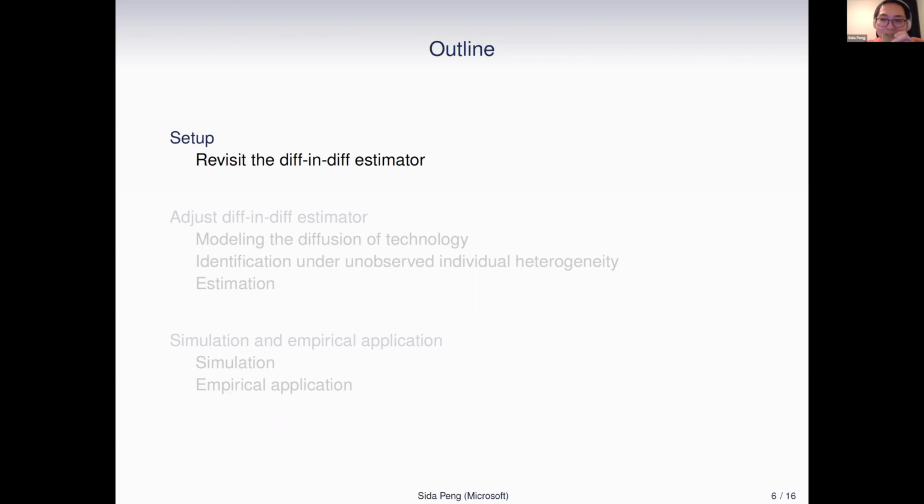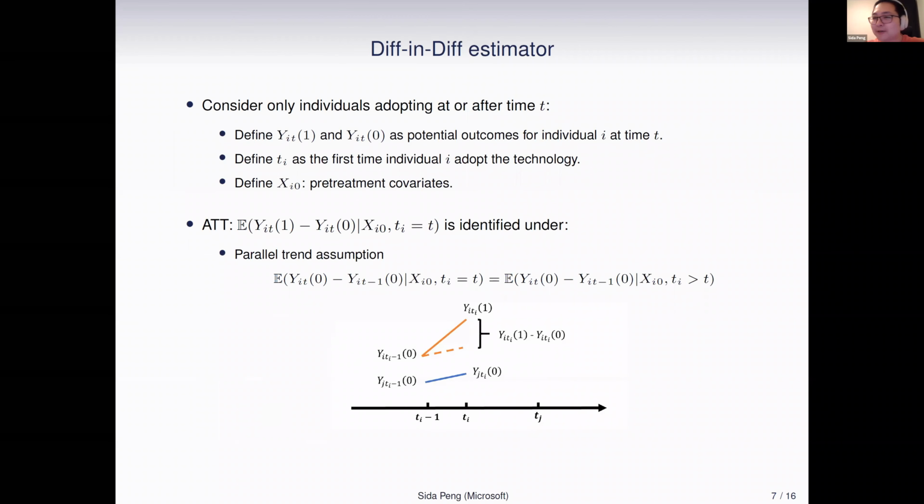Great, thanks. Let me revisit the standard difference-in-differences estimates idea. Let's consider only individuals adopting at or after time t, so just think of this as two time periods. I use Y_it(1) and Y_it(0) as the potential outcomes for individual i at time t. Let T_i be the first time individual i adopted the technology, and X_i0 the pre-treatment covariates. What we are trying to identify here is the so-called average treatment effect on the treated.